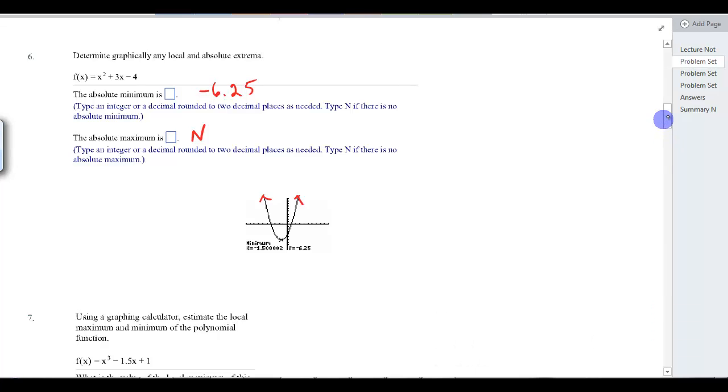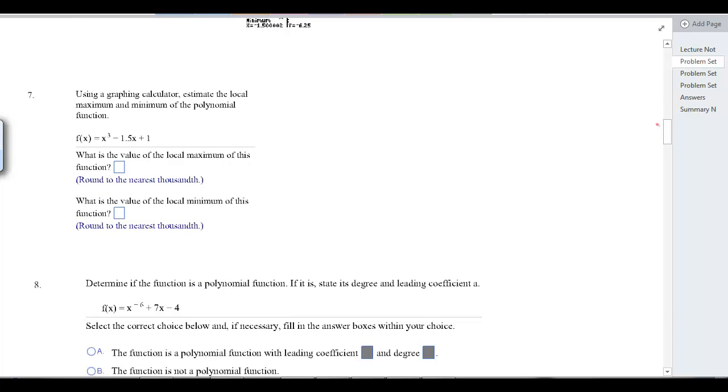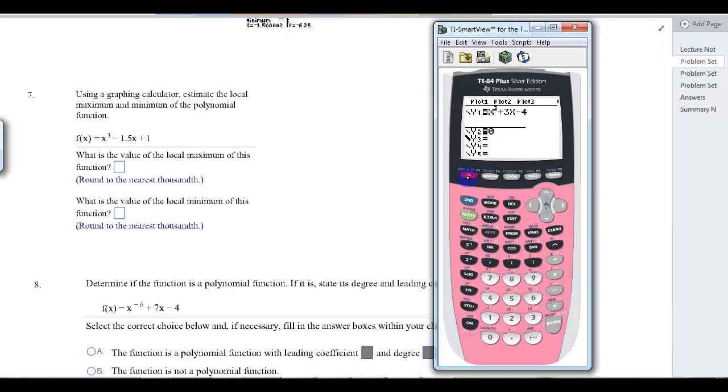All right, let's look at number 7. Using a graphing calculator, estimate the local maximum of this. So let's do the same thing. Let's go here and we'll clear that one, and we have an x caret, here's your caret key, to the third, so x to the third minus 1.5x plus 1. All right, we'll graph. All right, so it's asking for any max and min. And just to be able to see these a little bit better, I'm going to do a zoom 4.